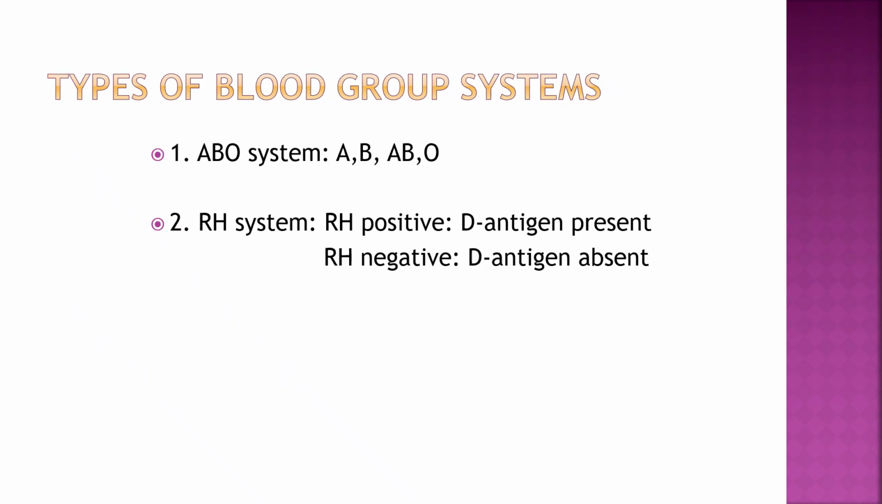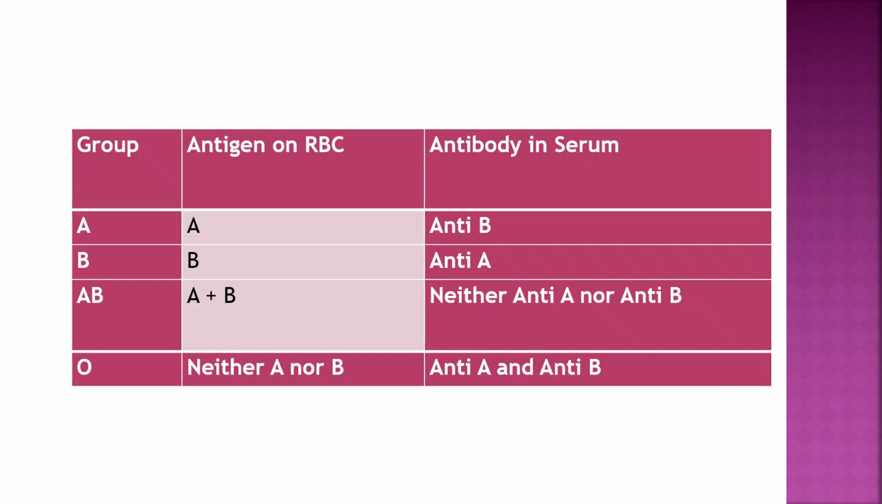Now we will see types of blood group systems. There are mainly two types of blood group systems: the ABO system and the RH system. In the ABO system, mainly four types of blood groups are there: A, B, AB and O, according to the antigens and antibodies present, that we will see later on. And the second system is the RH system. RH positive blood is when the D antigen is present, and RH negative blood is when the D antigen is absent. In this chart you can see group, antigens present on RBC and antibodies.